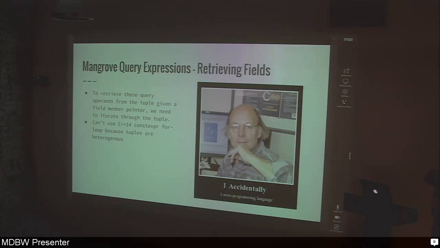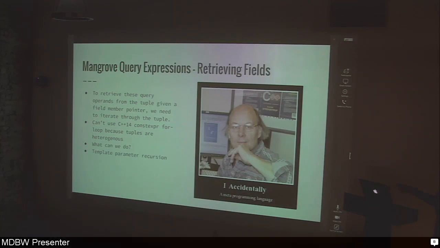And we've tried several methods. C++14 has constexpr for loops, which sounded promising to be able to iterate over every element. Unfortunately, tuples are very heterogeneous. They don't contain all the same type, because each field has a different member pointer type. So that just didn't really work.